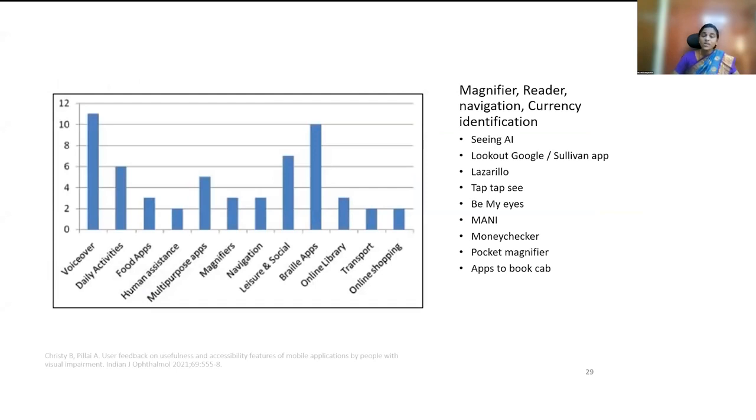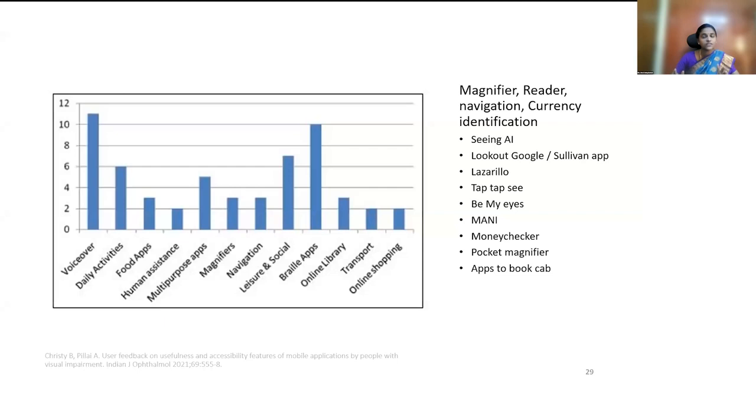You must be wondering how a smartphone is utilized by a visually impaired person. For what purposes? This paper gives a list of tasks for which a visually impaired person would use a smartphone. Be it a voice assistant, a multi-purpose app, a magnifier, navigation, or even leisure, accessing social media, braille apps, and online shopping, smartphones are utilized. There is a list of smartphone apps which I have given.